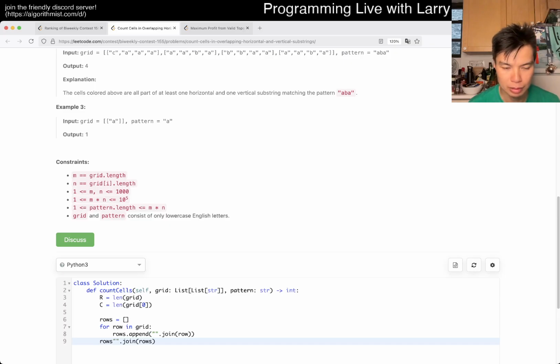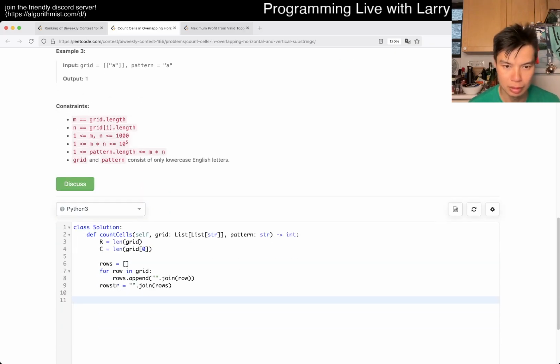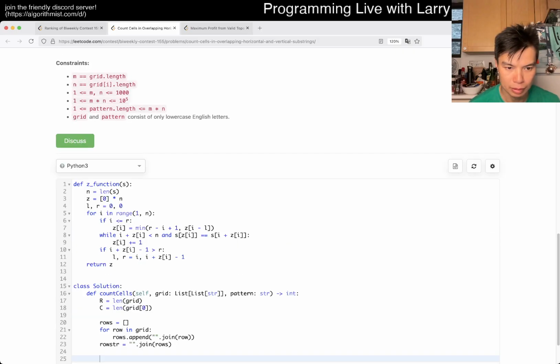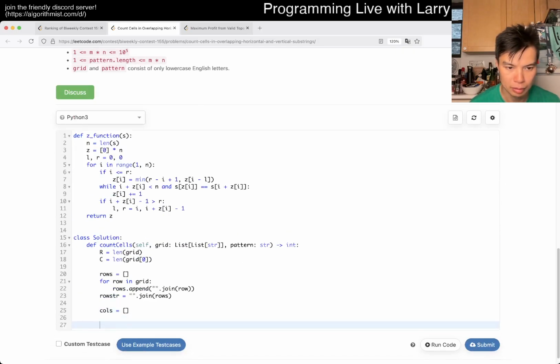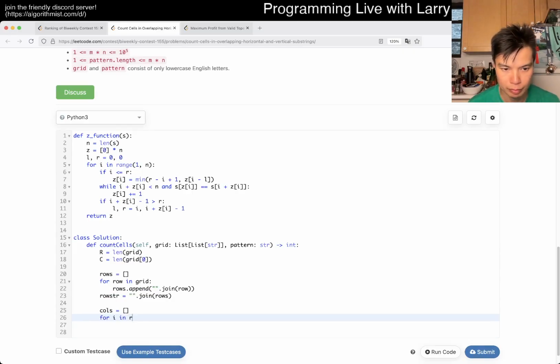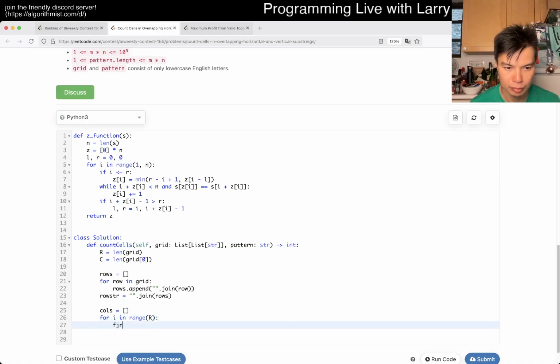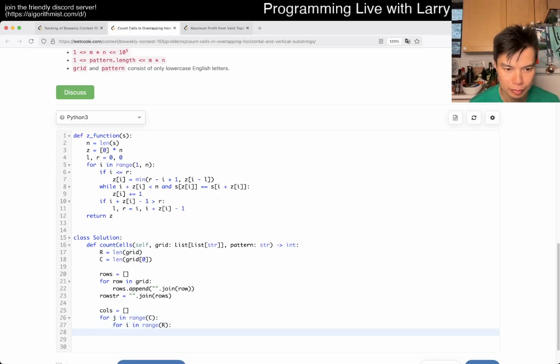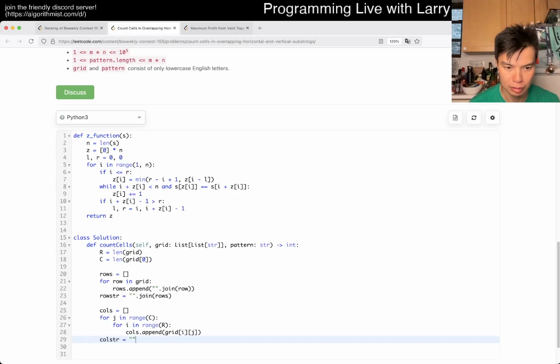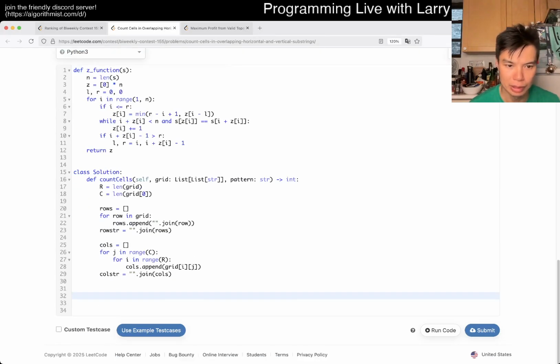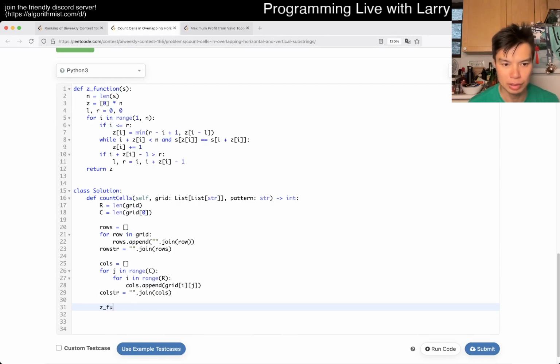Row string. Okay. And then columns. I know, I did it the wrong way, but what is it called? Grid of i j. Okay, and then now we just have to re-index it, right? So here we have Z function of row string.